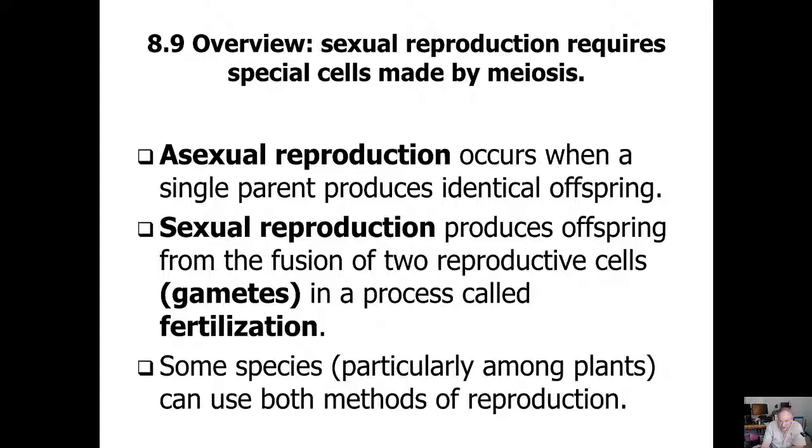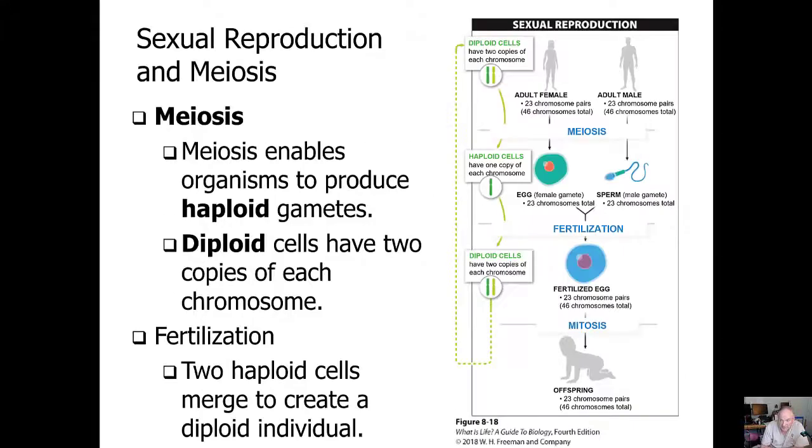Asexual reproduction occurs when a single parent produces identical offspring. A bacterium will do that. Sexual reproduction produces offspring through a fusion of two reproductive cells, gametes, in a process called fertilization. And we're aware of those things. We've already talked about it.